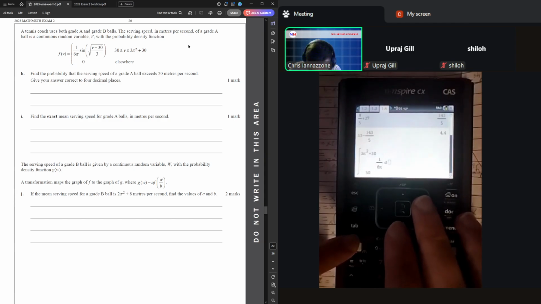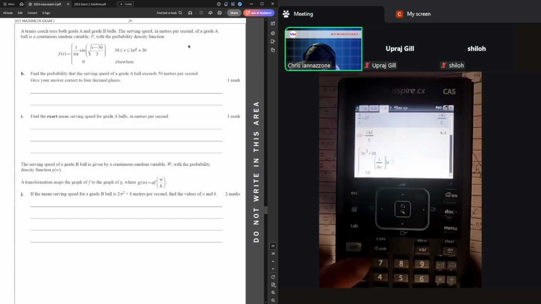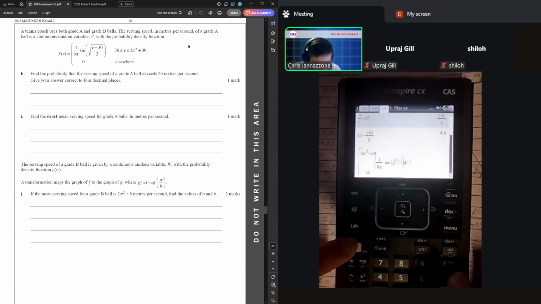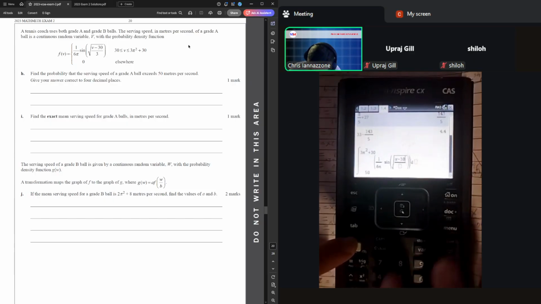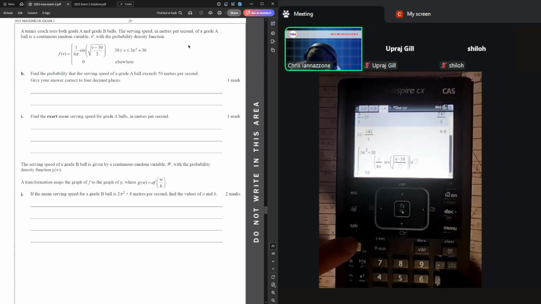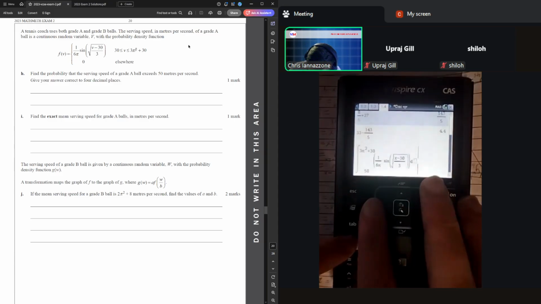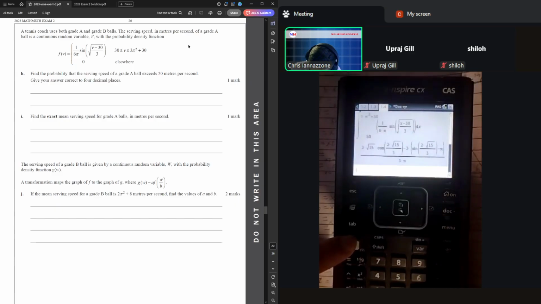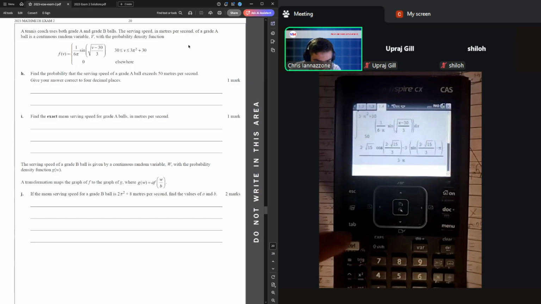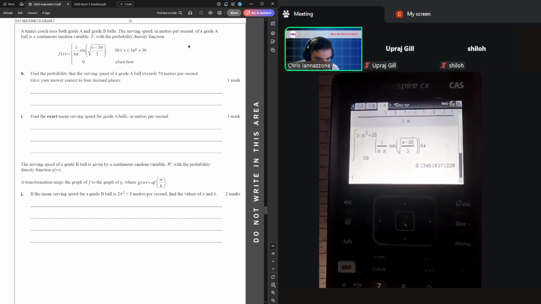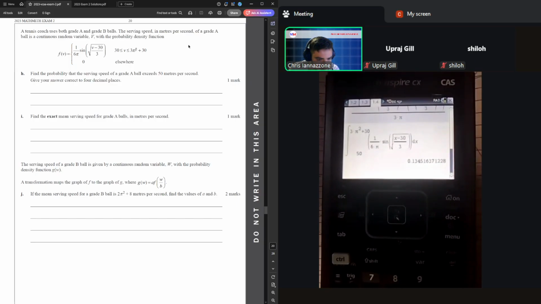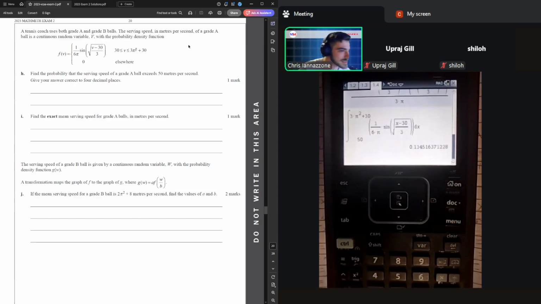So 1 over 6 pi sine of the square root of x minus 30 over 3, and just dx. And that's going to give a nasty answer. Good thing it says give to 4 decimal places, and so that's a lot easier to manage there.